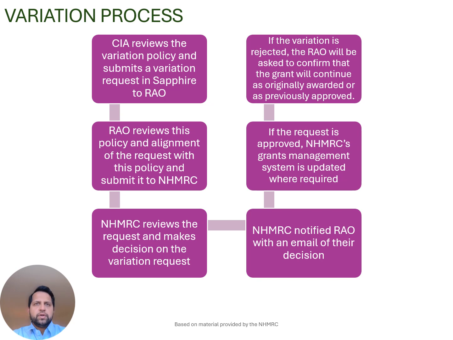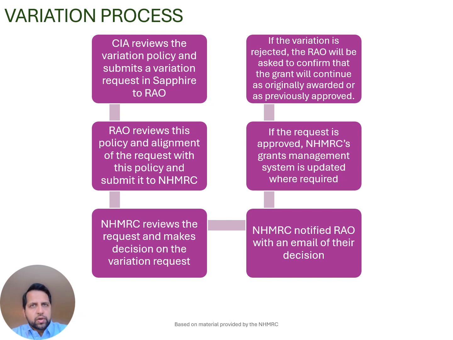The chief investigator A, who is the lead CI for NHMRC funded projects, reviews the variations policy and submits the variation on NHMRC's grant management system, Sapphire, to your respective Research Administrative Office. The Research Administrative Office will then review the policy and the alignment of your request with it, and also refer to the grant guidelines in which your application was submitted. Once all these 3 things align well, they will submit your variation request on your behalf to NHMRC.